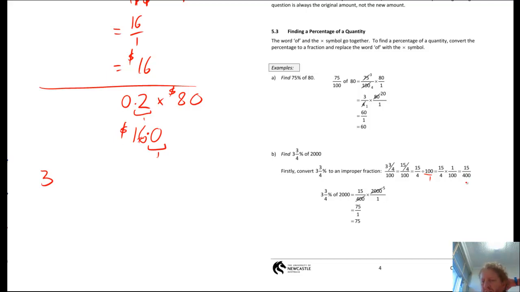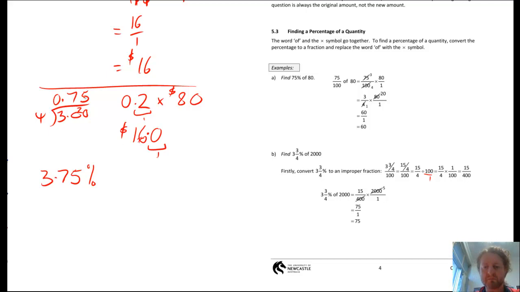What if I wanted to work as a decimal? To be honest, I'd rather do it as a decimal. 3 3/4 percent is the same as 3.75%, because I know 3/4 is 0.75. If in doubt, just say what is 3 divided by 4. 4s into 3 doesn't happen. 4s into 30, well, 4 7s are 28, remainder 2, and 4s into 20 is 5. Yeah, you bet. 3/4 and 0.75 are the same thing.